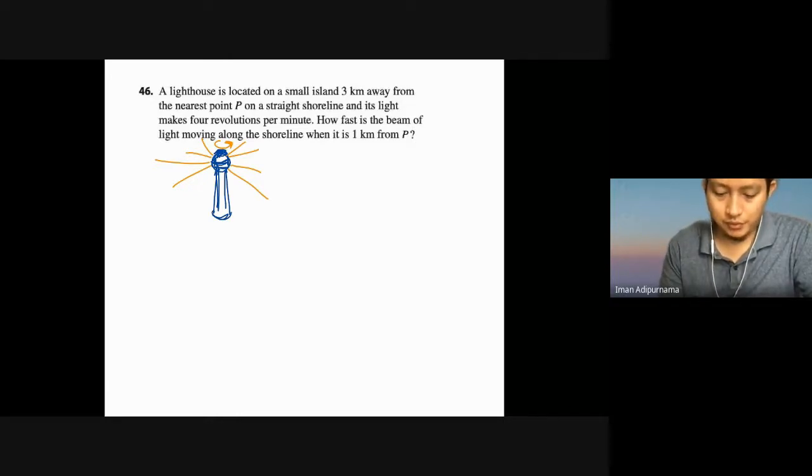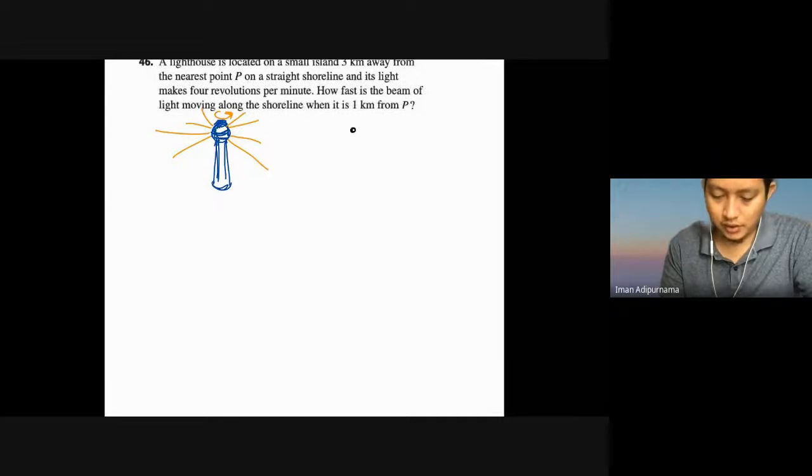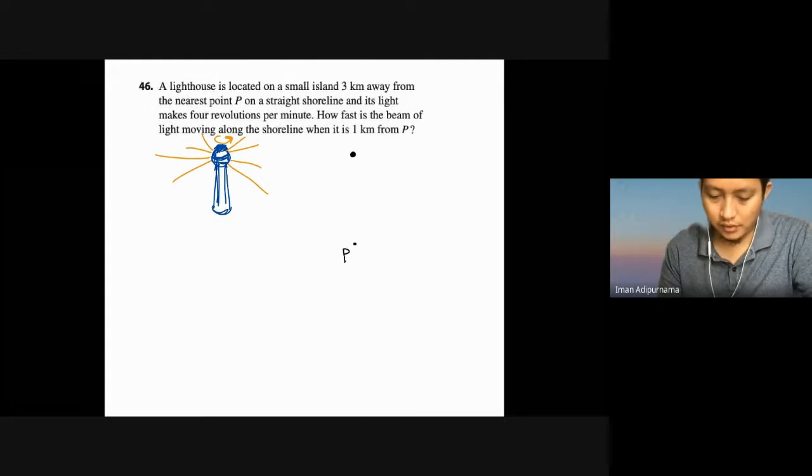So let me draw again here. Let's say this is the lighthouse, and this is the point P that is the nearest point. So this is the shoreline. The point P is 3 kilometers away, so let's draw the 3 kilometers here.